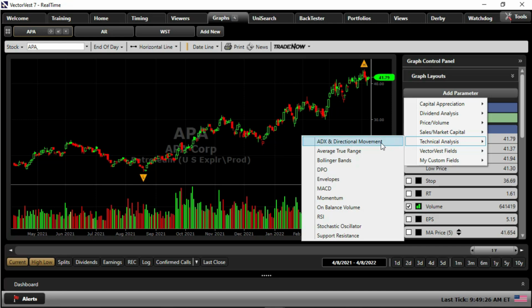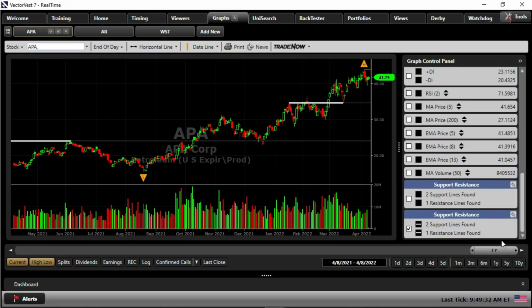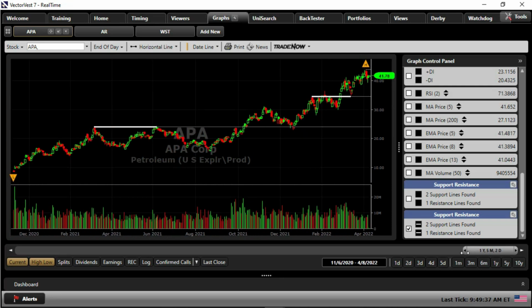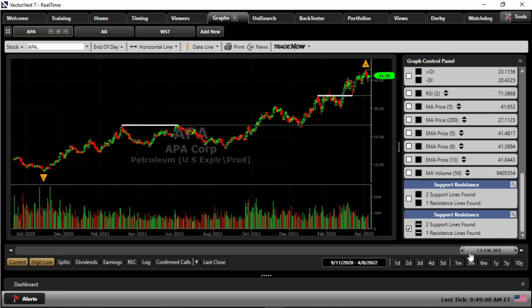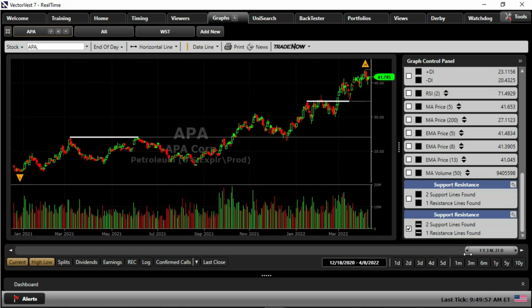But to simply add support and resistance to the chart, I'll come down here at the bottom, click on support and resistance, and make sure I check the box and add it to my chart. And what that does, that adds the most significant support and resistance zones to the chart. And one of the great things about the support and resistance indicator here is it's very flexible. So notice over this 1 year time period, let me pull this out a little bit further. There are 2 support lines that were found and 1 resistance line that was found.